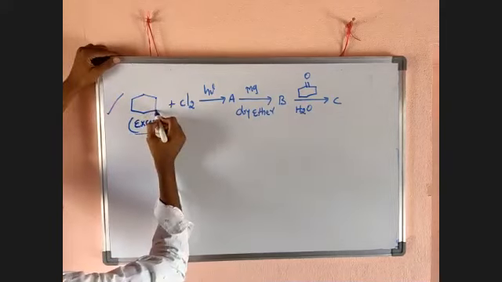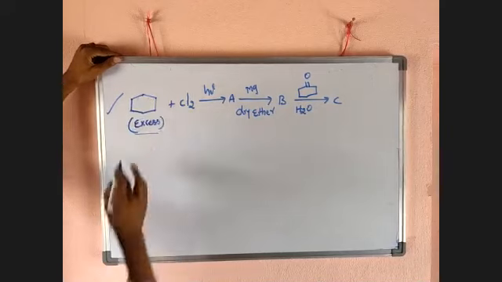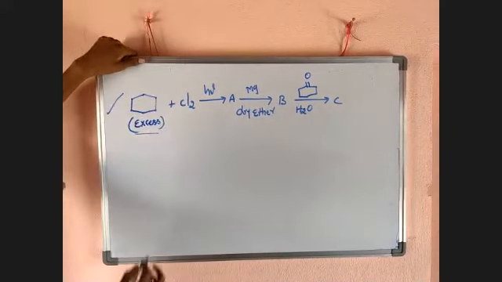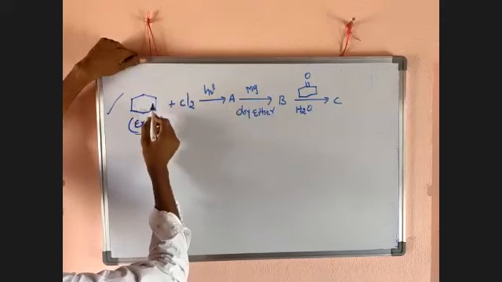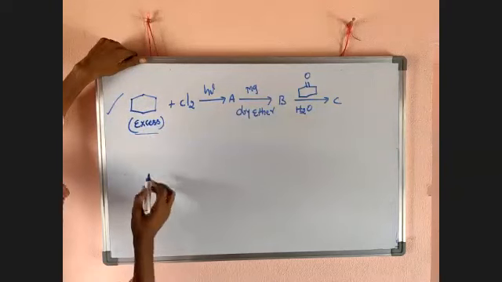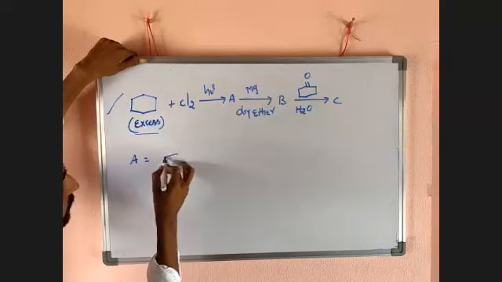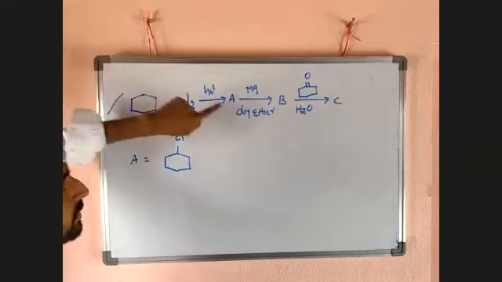It is CH2, CH2, CH2, CH2, CH2. It is not a benzene ring, guys; it is a cyclohexane ring. What's happened? One of the Cl will get attached at any position. After elimination of HCl, Cl will get attached at any position. So A is cyclohexyl Cl. That one is A.